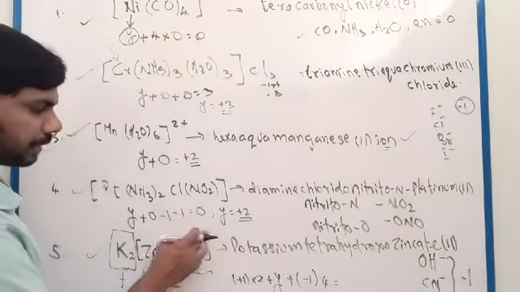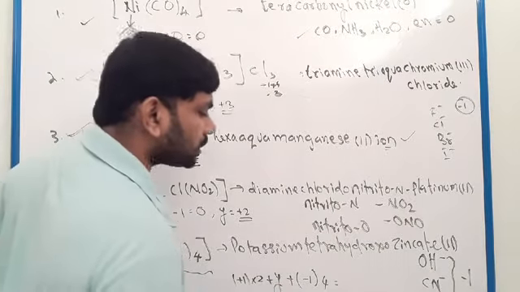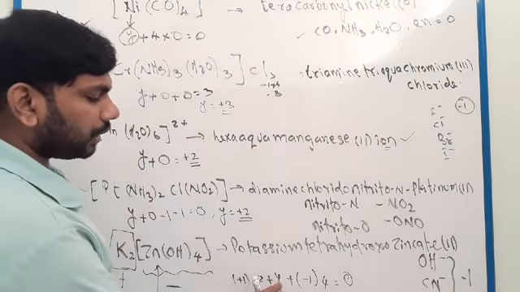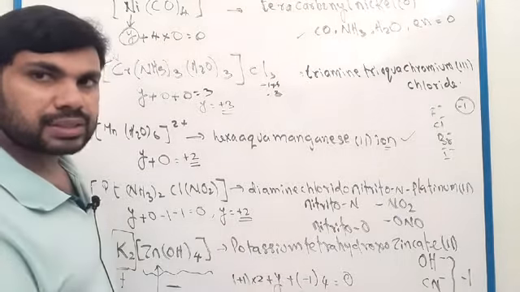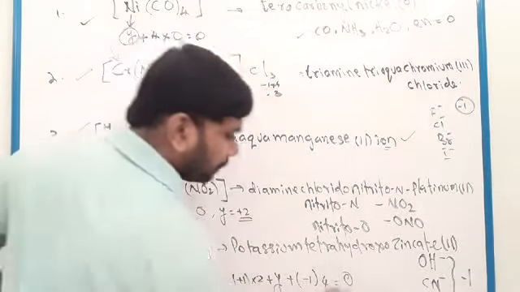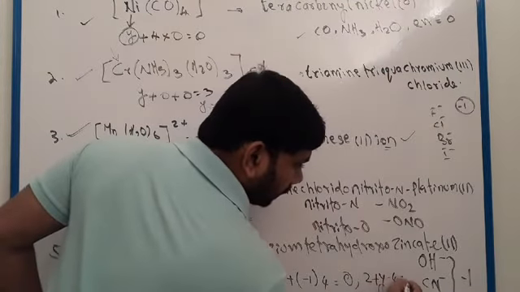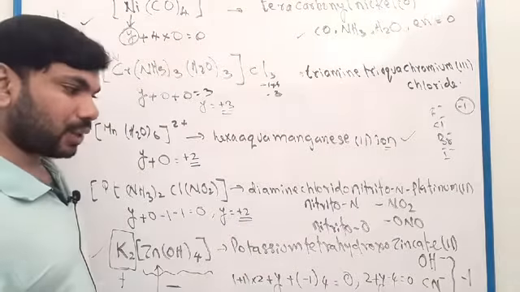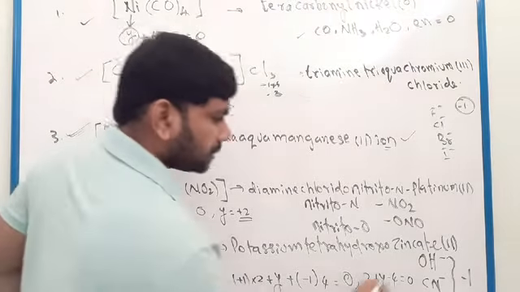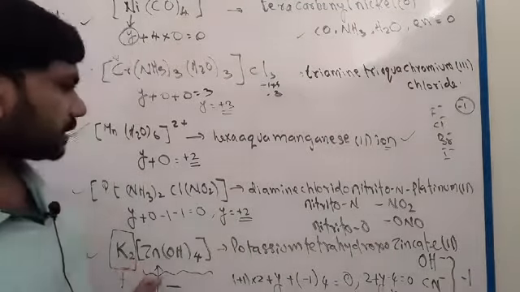Look here, outside the square bracket there is no number, so it is a neutral coordination compound, so the total will be 0. So +1 times 2 plus y plus -1 times 4. Okay, 1 times 2 means it is 2. 2 plus y minus 4 equals 0. So y will be +2. So here the oxidation state of zinc is 2.